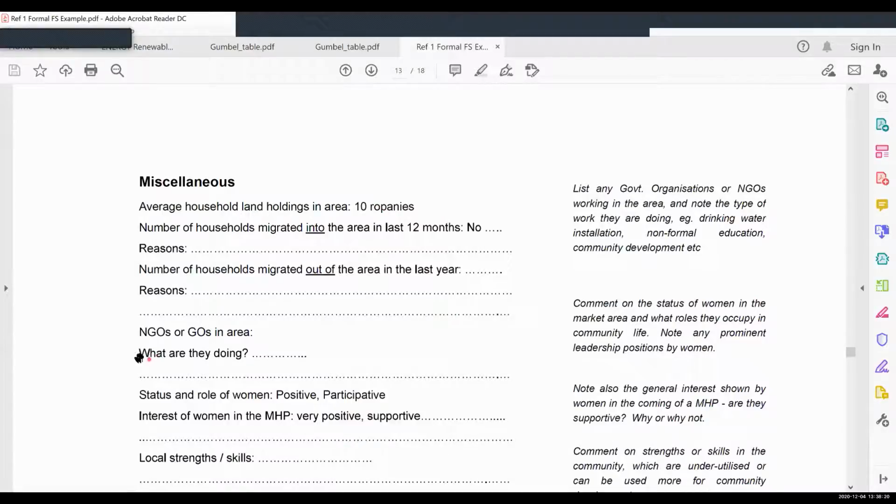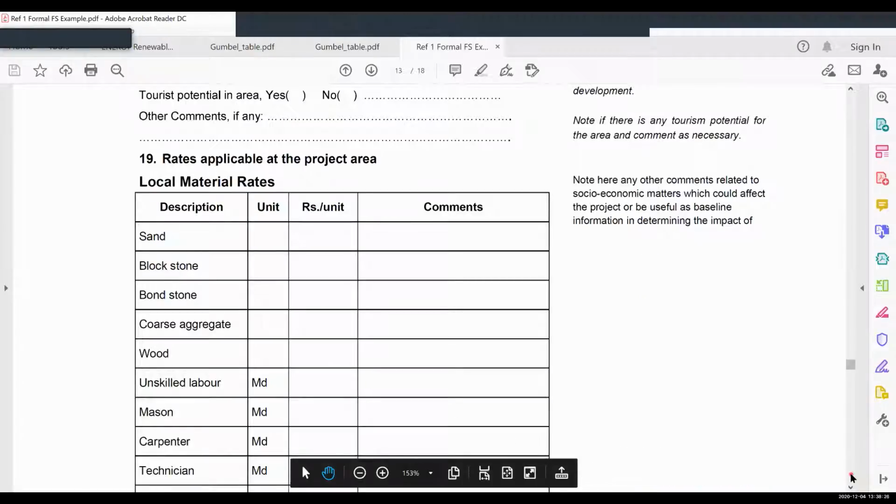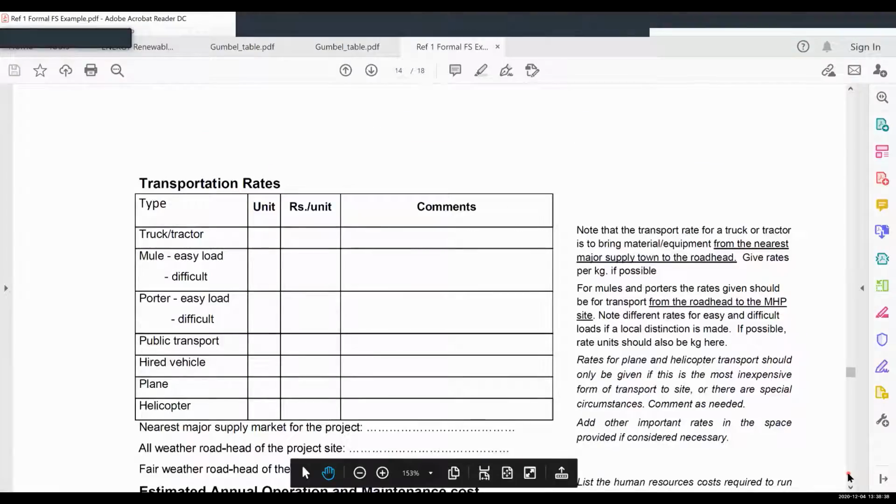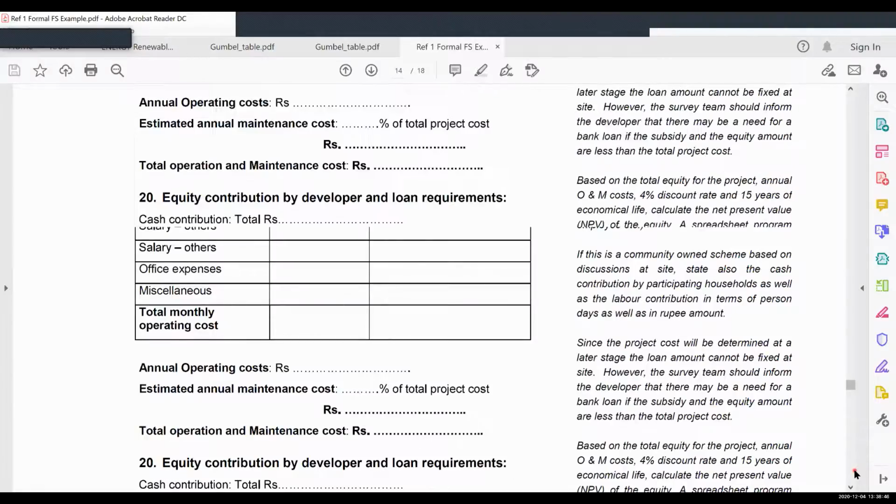What are the government agencies and non-government agencies working in the area? This is very important. You also need to make sure you get the rates of the local material. What is the cost of sand, the unit cost of 1 cubic meter of sand, and other things you have to collect. What are the transportation rates? What is the porter rate? What is the public transport rate? When you hire something, you need this also.